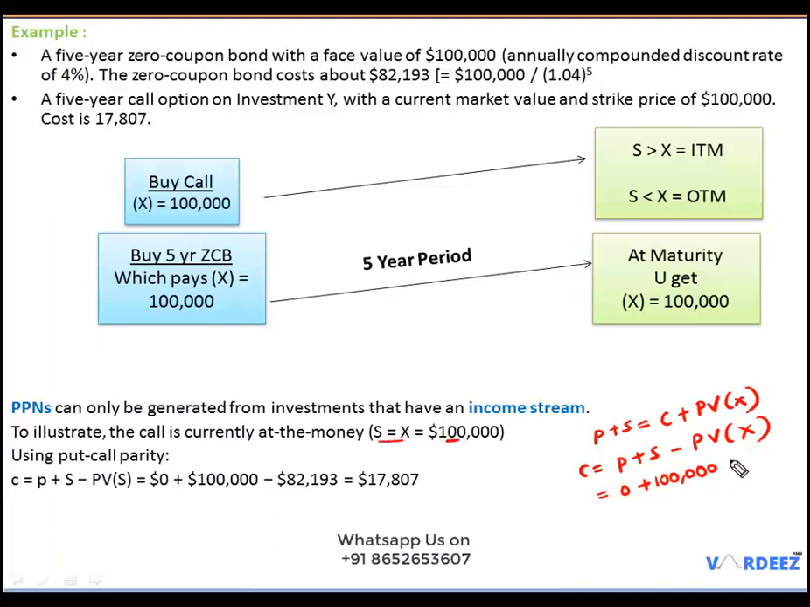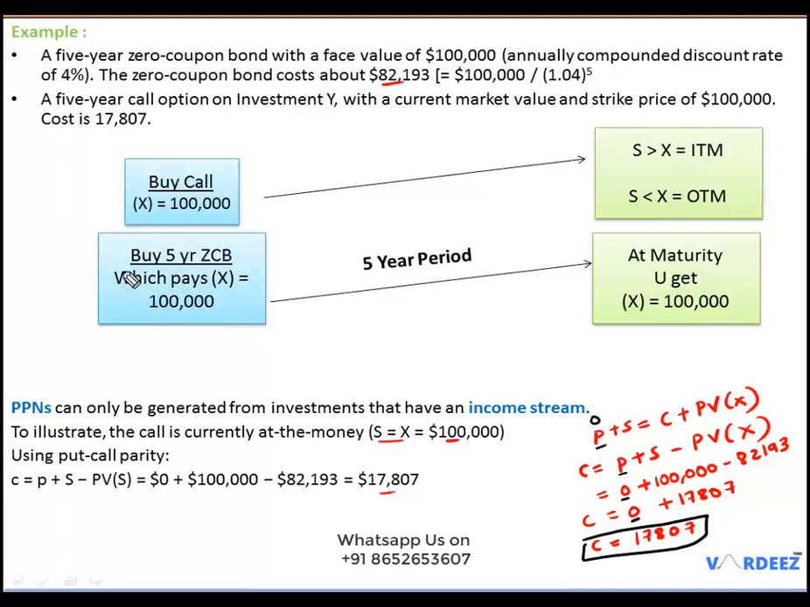And what about the present value of X? The present value of X is already calculated as 82,193. Now if I just calculate this, I will have the value for my call option. The put option is assumed to be 0, and the answer is 17,807. Now this says that the call option is worth 17,807, assuming that there is no cost to the put option, that the put option is 0. That's what we are assuming.